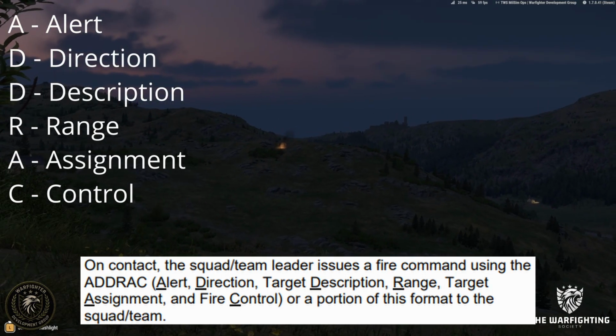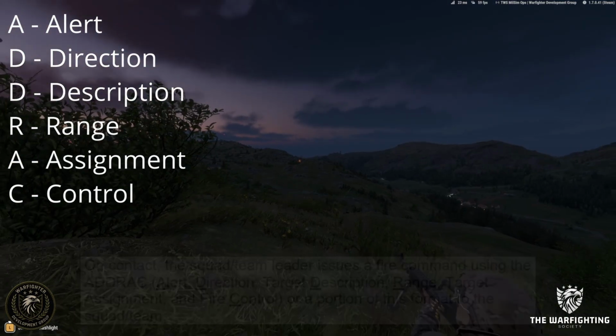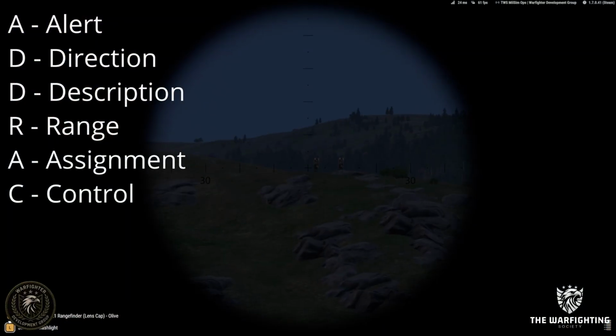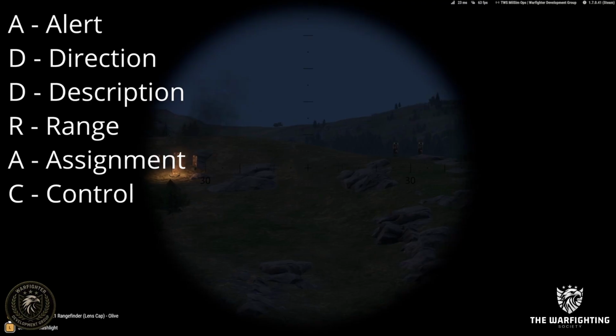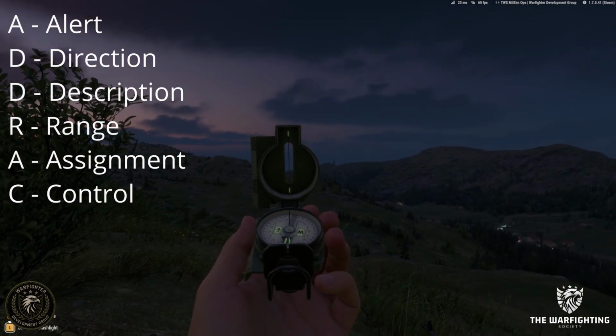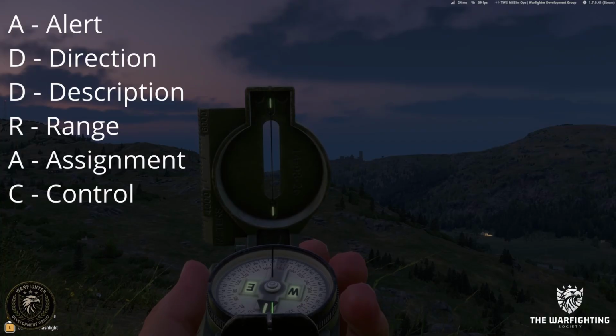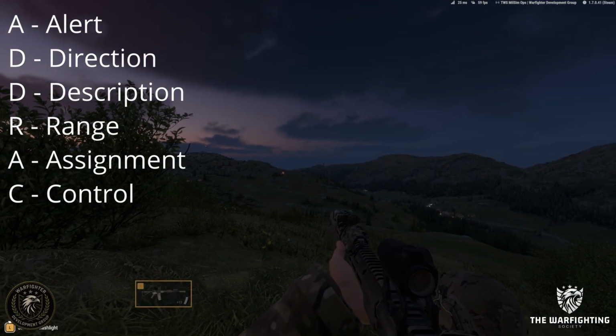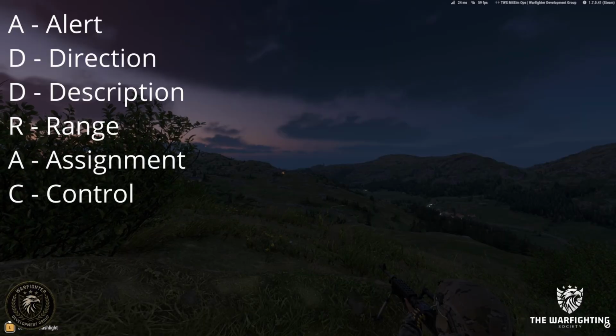The first letter of that being A for alert. What is that? We're going to call out the contact, right? So I see this fire, I see some infantry, I'm going to yell contact, then I'm going to give a direction: front, or maybe it's 12 o'clock, or south, or even a specific bearing, like 172. Doesn't really matter, so long as we communicate effectively to our machine gunner what it is.